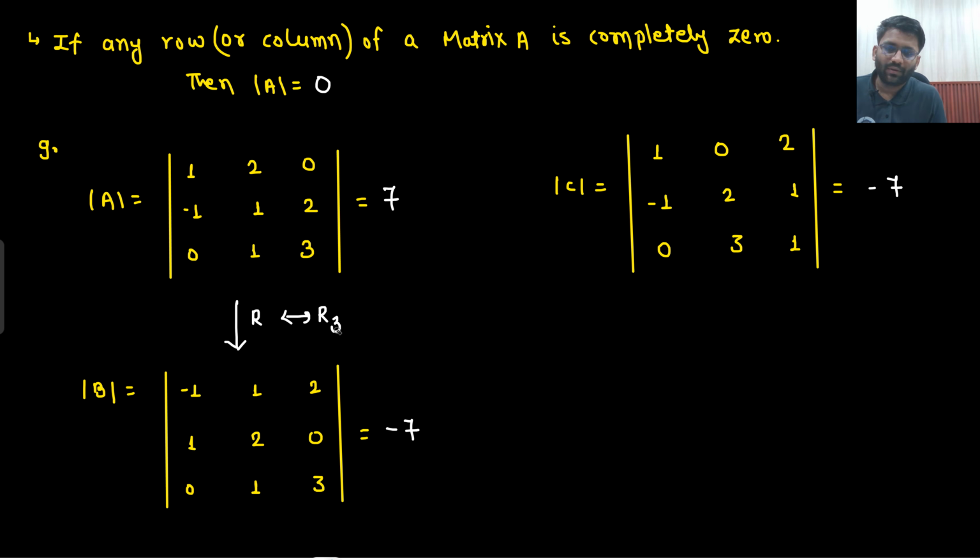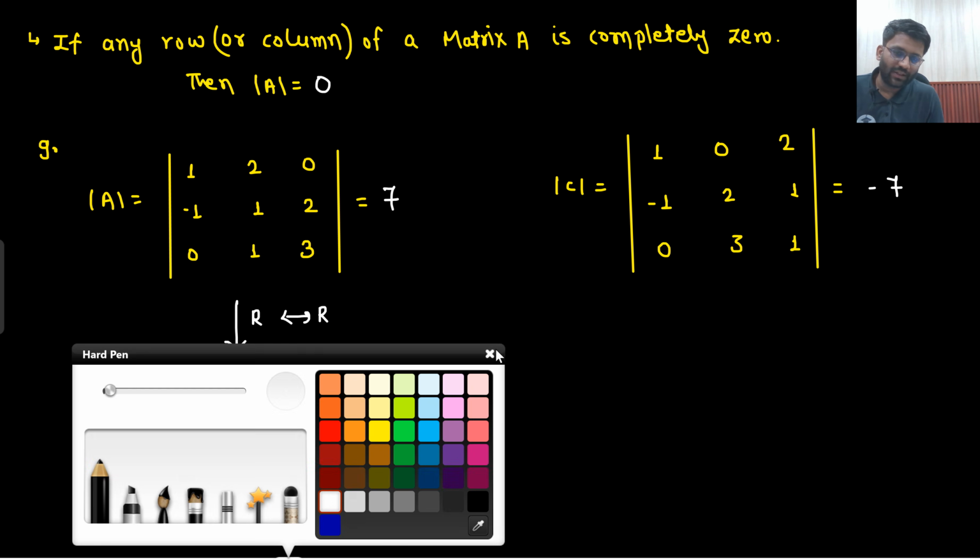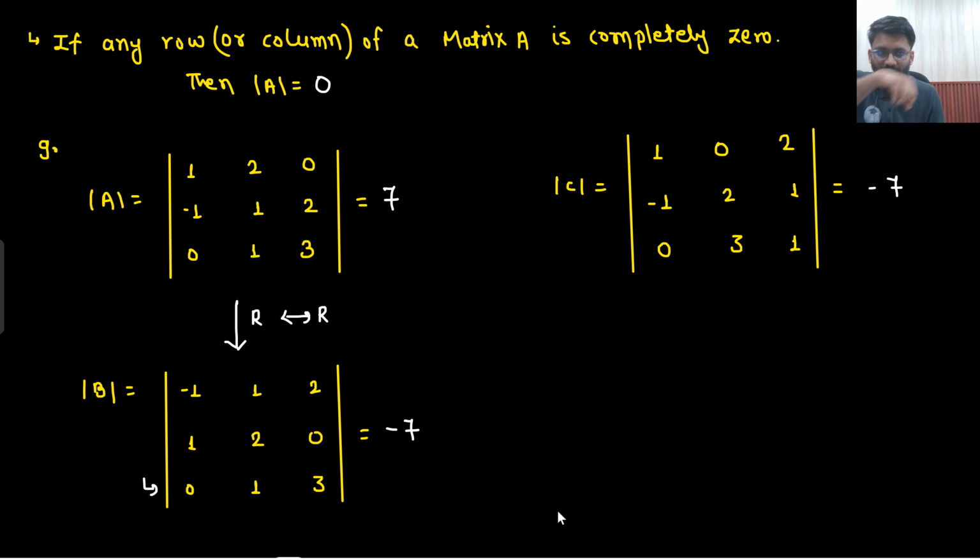Sorry guys, row 3 is as it is, no? Row 3 is as it is. But row 1 is interchanged to row 2. And how did you go from A to C? If you look closely, column 2 is interchanged with column 3. 211 has come here and this 023 has come here. But column 1 is there as it is. So column 2 has been interchanged to column 3.